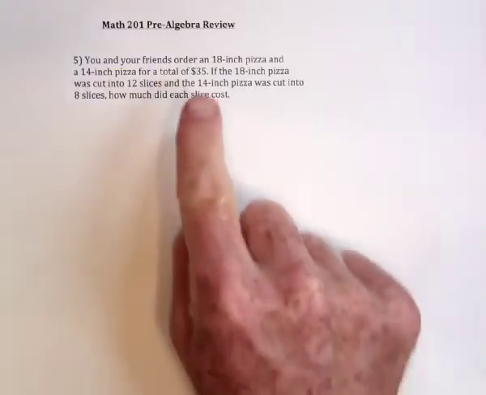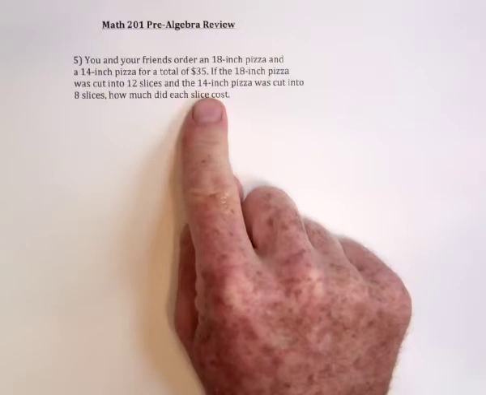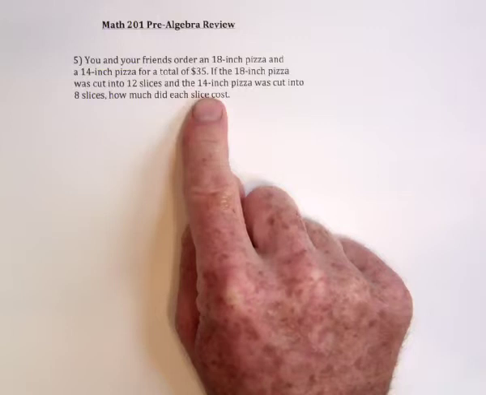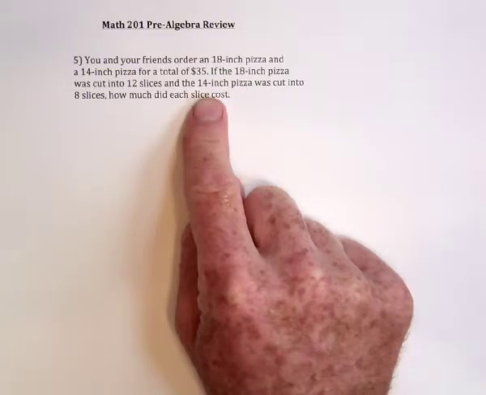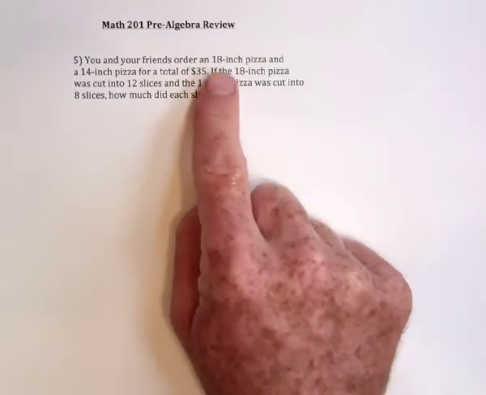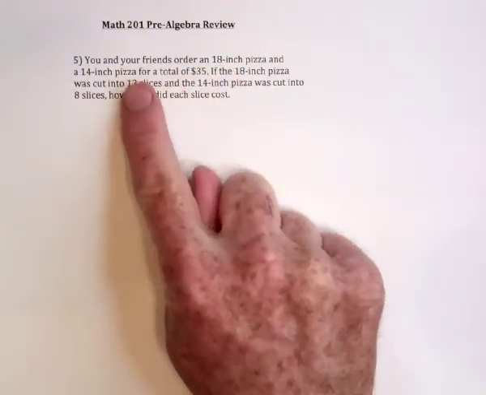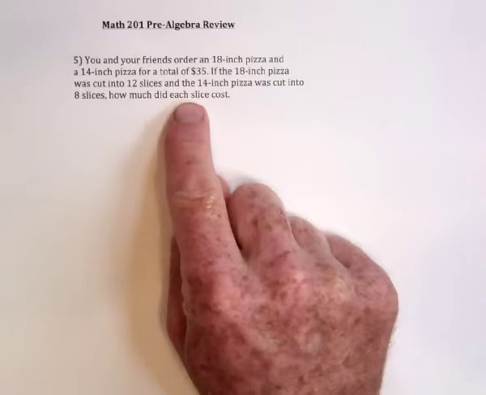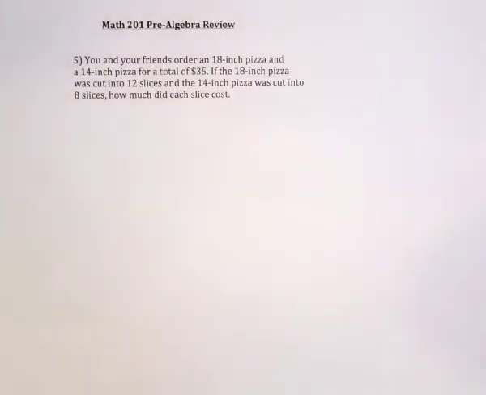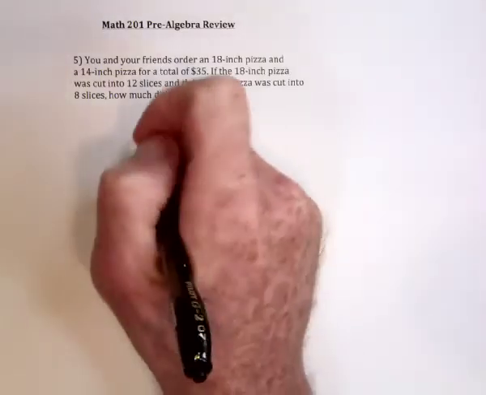So one thing that I like to do is go right to the question, say, okay, how much did each slice cost? So what I need to know for that is how many slices and how much money is involved. It doesn't really matter if it was an 18-inch pizza or a 14-inch pizza, because this doesn't say what was the size of each slice. It says what was the cost of each slice. So that means I need to know, well, what is the total cost?